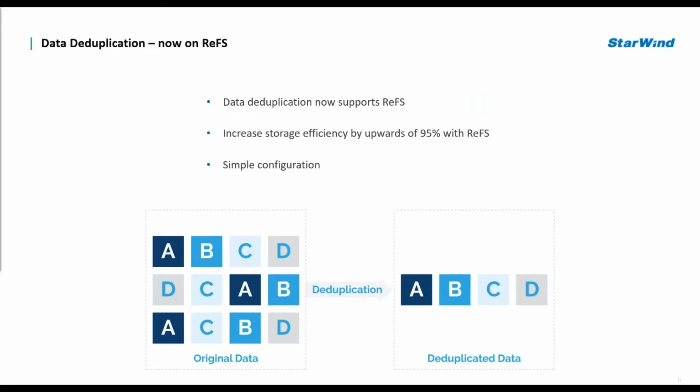And so what Microsoft brought us in Windows Server 2019 is data deduplication now on the ReFS file system. So for example, with deduplication on ReFS, you can basically increase your storage efficiency up to 95% with a resilient file system. Well, at least that's according to Microsoft. The configuration is pretty simple. You can do it either in Server Manager or in Windows Admin Center.